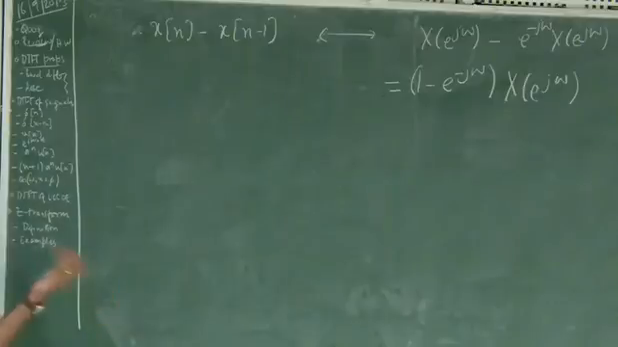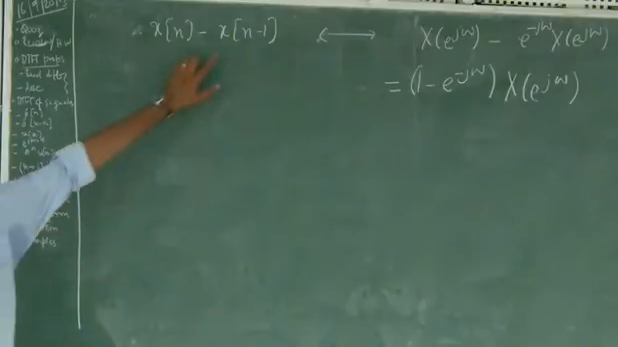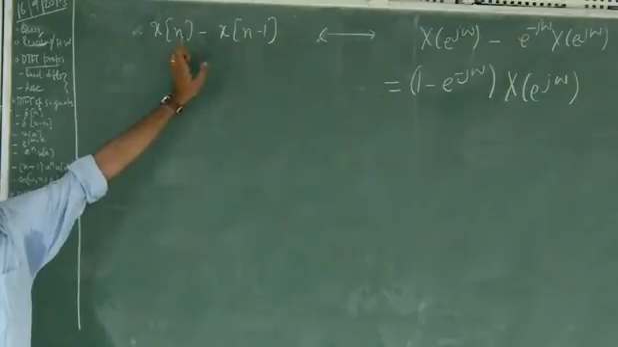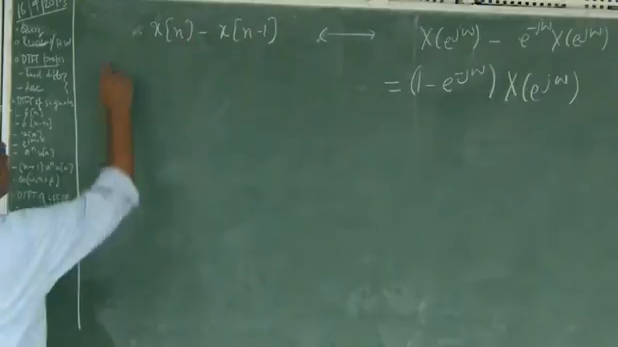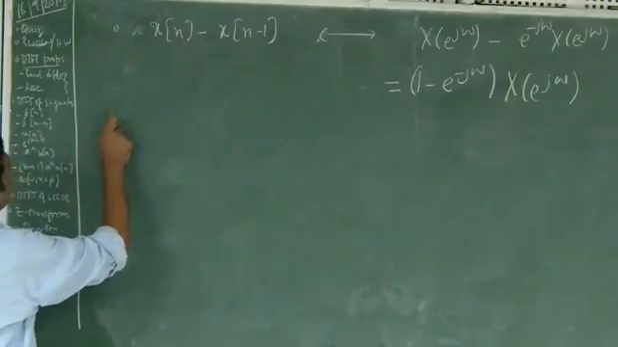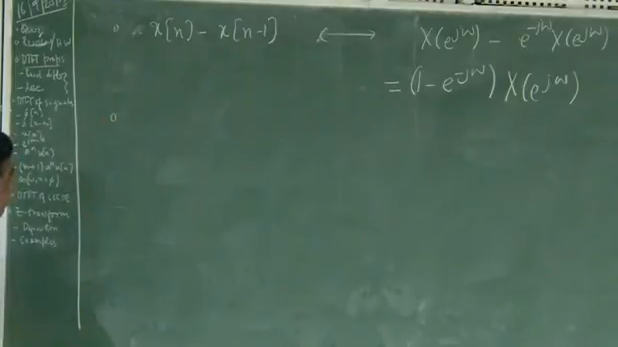Okay, this result is straightforward, right? You just know what to do when you have a delayed version of the signal. We looked at that, right? So that is one result. The other result is a little bit more interesting, and I would like to derive that in class today.